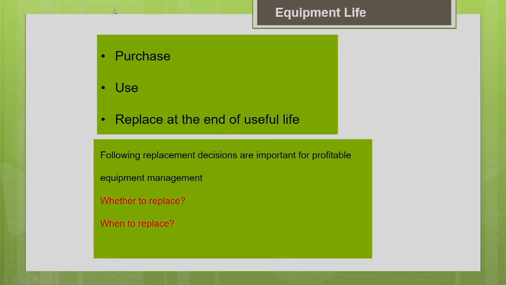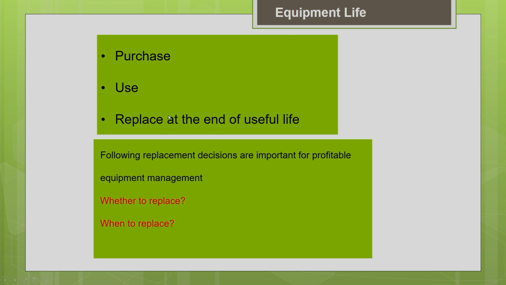So, equipment life. There are different phases in the equipment life, as everyone knows. It starts with the purchase of the machine. We purchase the machine first, then we start using it. As the machine ages, it will be subjected to more wear and tear. Once it is totally worn out, when it comes to the end of the useful life of the machine, we go for the replacement of the machine.